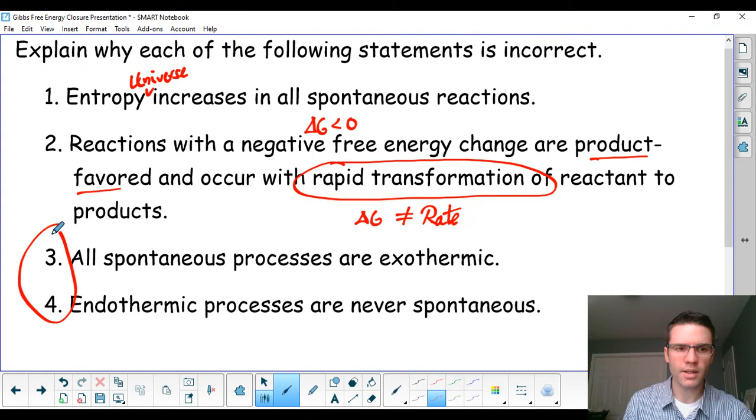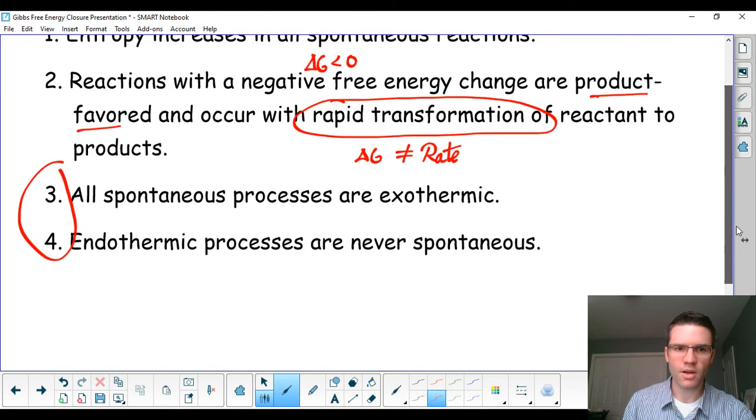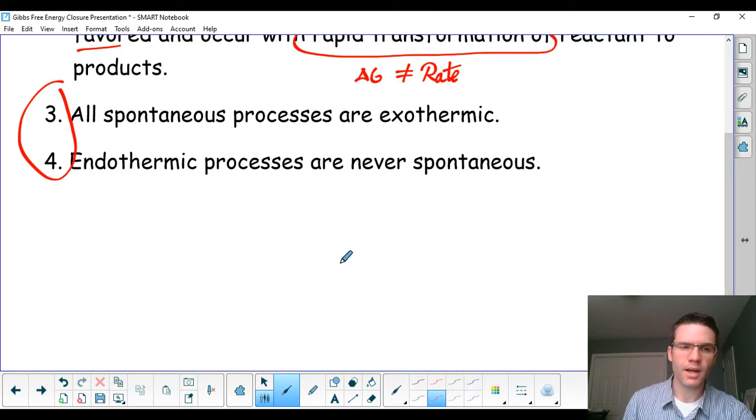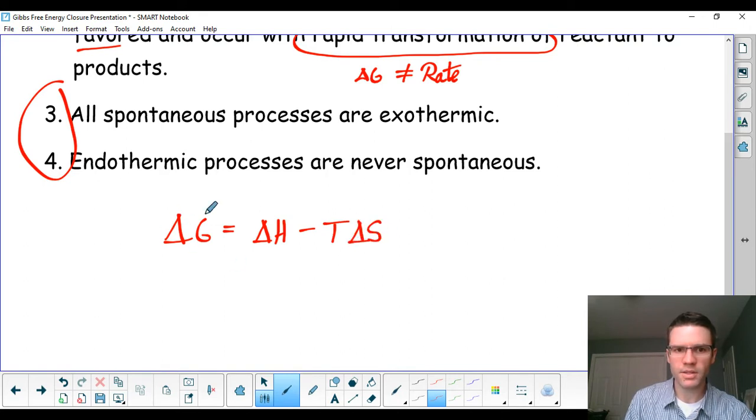3 and 4 are directly connected to each other. 3 says all spontaneous processes are exothermic, and 4 says endothermic processes are never spontaneous. If you were here the last 2 days before break, we looked at this equation here for calculating Gibbs free energy. If we want a spontaneous process, we want the Gibbs free energy to be a negative value. And if we evaluate this equation, if we can answer number 4, we'll be able to answer if number 3 is correct.